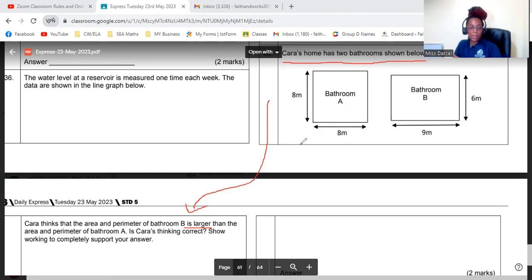So for bathroom A, the area, so we can put A for area, or you can write it down. Area would be, this is for A.